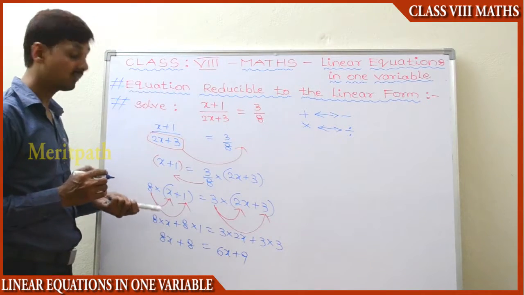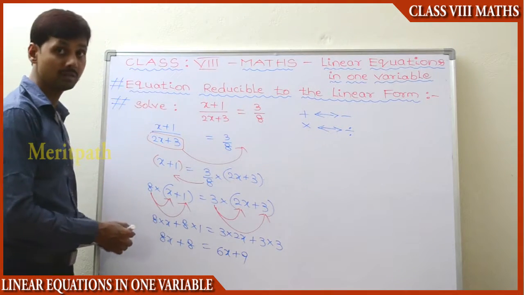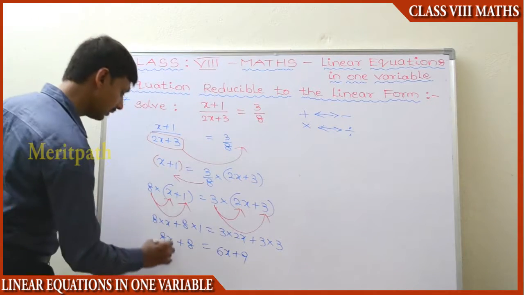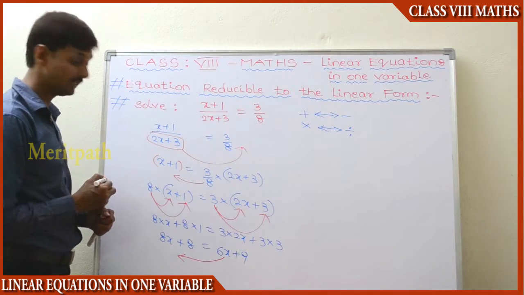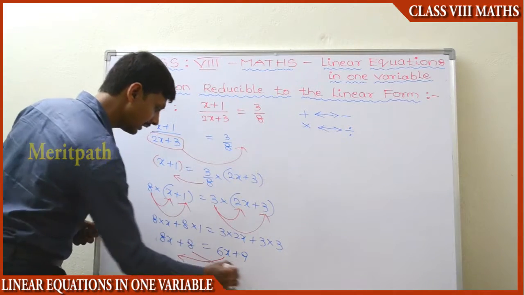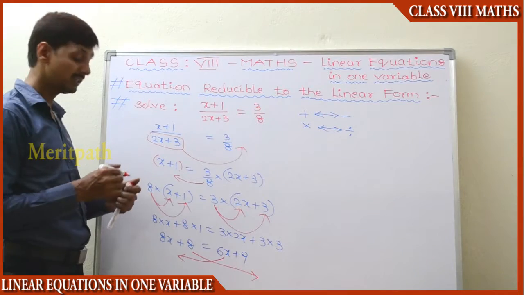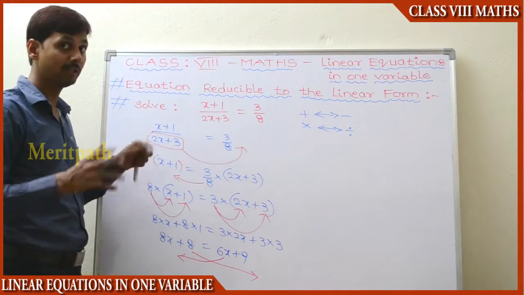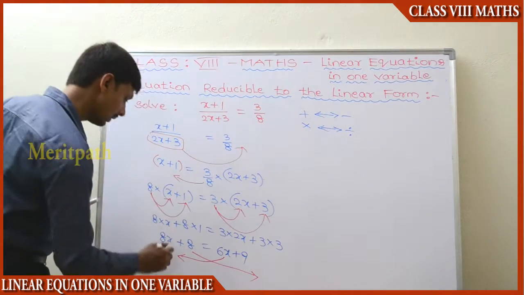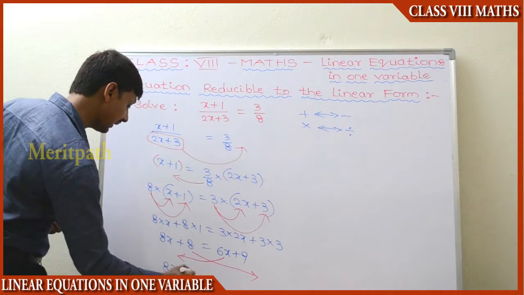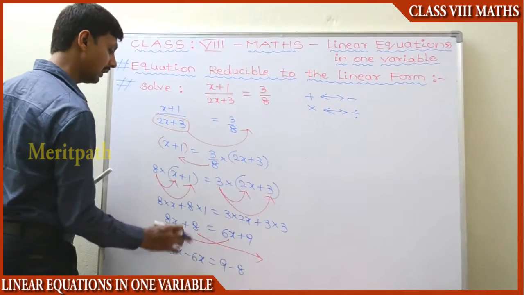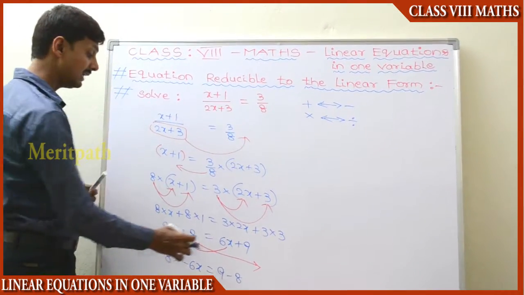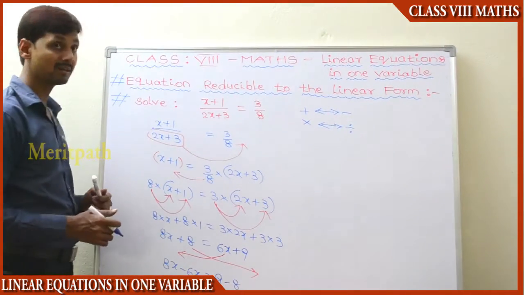So using the rule of transposition, let's change the variables and constants. So when we transpose this 6x to the left hand side, it is minus 6x. Transpose this to the right hand side, minus 8, because we need to separate the variables and constants. So here 8x minus 6x is equal to 9 minus 8. So here 8 we transpose minus 8, 6x we have transposed minus 6x.